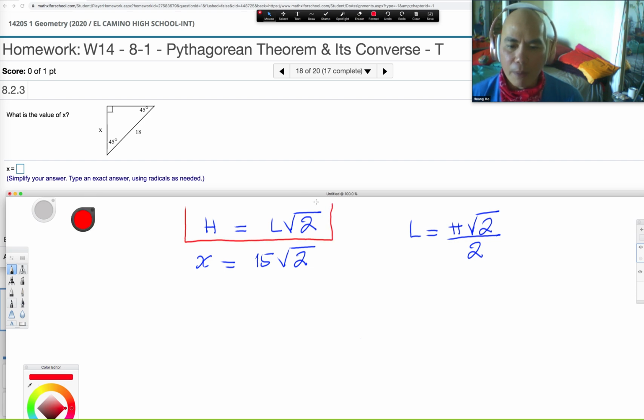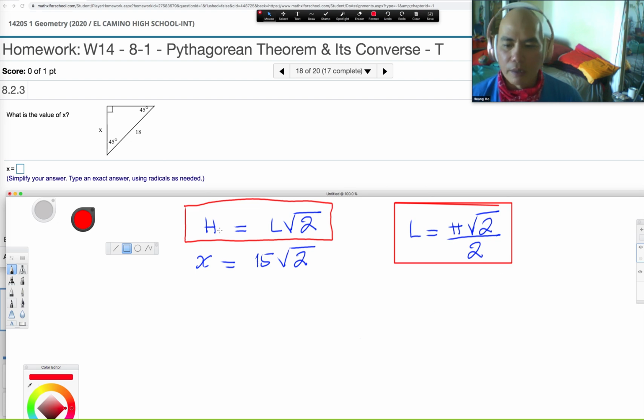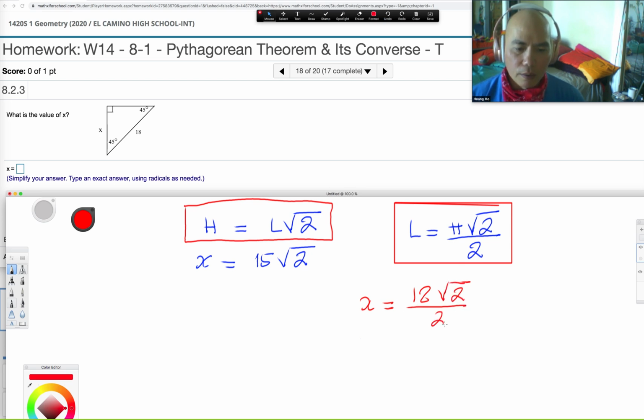If you're looking for the hypotenuse, you take the leg times square root of 2. But if you're looking for the leg, it's equal to hypotenuse times square root of 2 divided by 2. All right. So I go back over here. I'm looking for x, which happens to be a leg. So equal hypotenuse. Hypotenuse happens to be 18 times square root of 2 divided by 2.